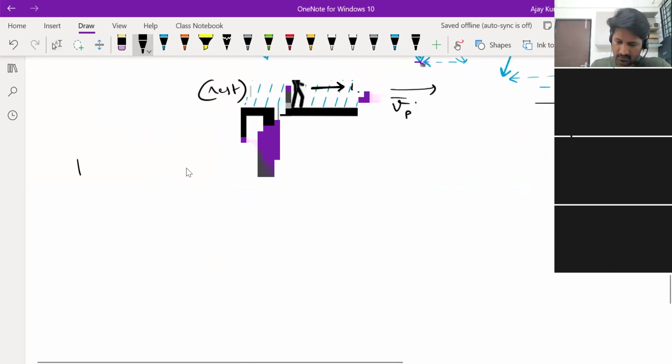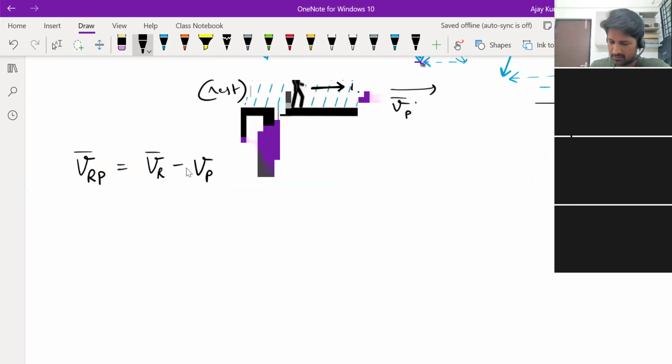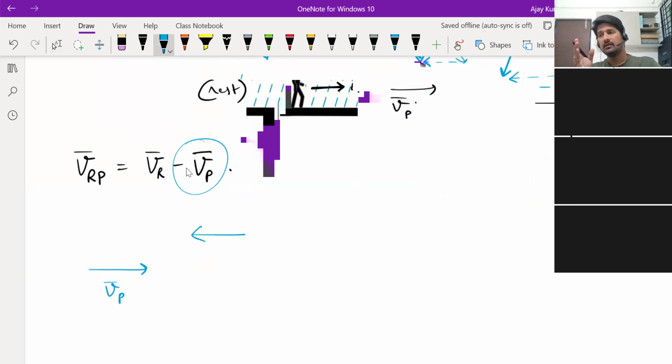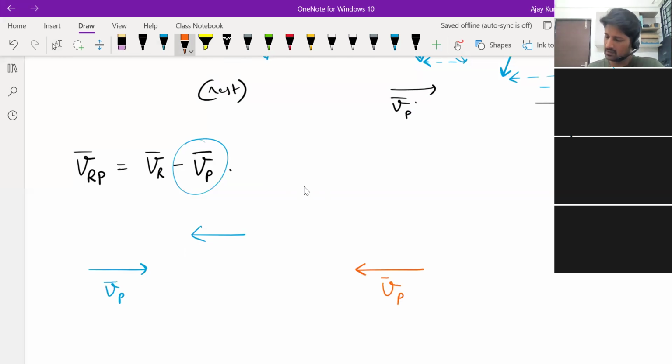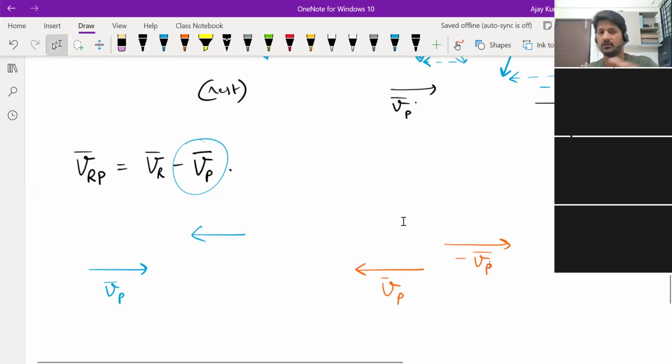So what we are actually using here, velocity of rain with respect to person, is velocity of rain minus velocity of person. So if the person's velocity is forward, then negative of velocity of person will be in the backward direction. That is what makes rain's velocity vector tilt in the backward direction. Reverse: if the person is moving to the left, then negative of velocity of person will be to the right. Then the rain velocity vector will tilt towards the right.